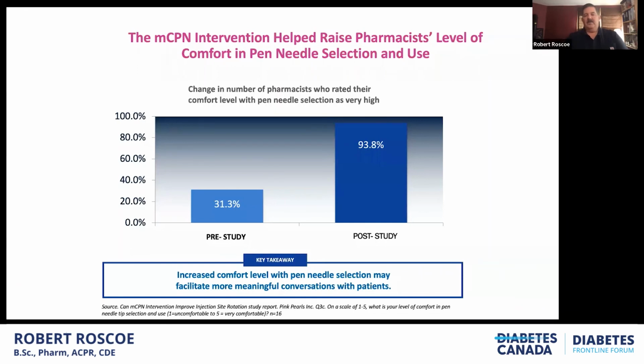In terms of the pharmacist input, to me, this is very important: the comfort level in terms of being able to talk to the patient about the importance of different needle tips went from a low before the study of 30% to a high of almost 95% after. So they're actually having better conversations with their patients.